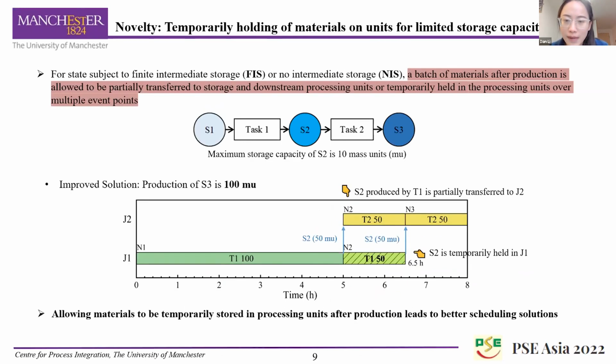For the same problem, we can manually get a better solution with the production of S3 being 100 mass units. In this solution, the batch size of T1 can be 100 mass units because we allow the processing batch to be partially transferred to the downstream unit, and the remaining material is temporarily held in the processing unit at the second event point. It means in this schedule, the unit G1 from 5 hours to 6.5 hours provides additional storage space for the state S2. From this example, we can know that allowing material to be temporarily held in the processing unit after production leads to better scheduling solutions.